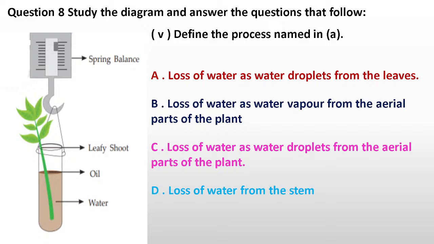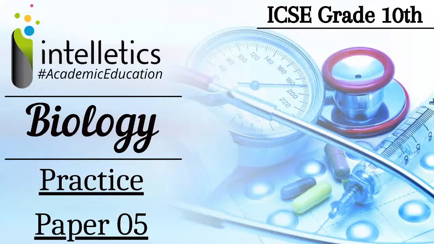So name the process. And the correct answer is B. The process named here is loss of water as water vapor from the aerial parts of the plant, that is nothing but transpiration. So friends, we have completed the fifth practice paper session in biology.